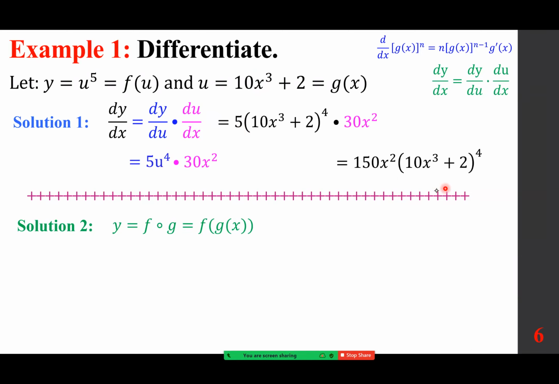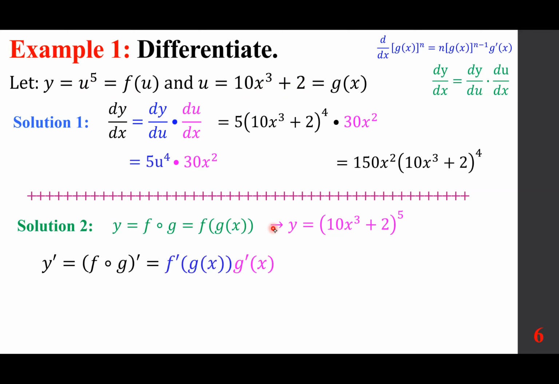So we used Leibniz's notation. If we want to find their composite function, f of g, then replace the u with 10x cubed plus 2. That gives us the composite function, 10x cubed plus 2 to the power of 5. And now we are going to use y prime is f of g quantity prime, or f prime of g of x times g prime of x.